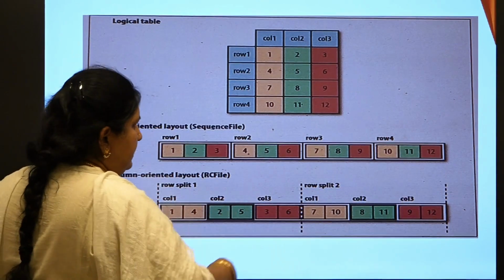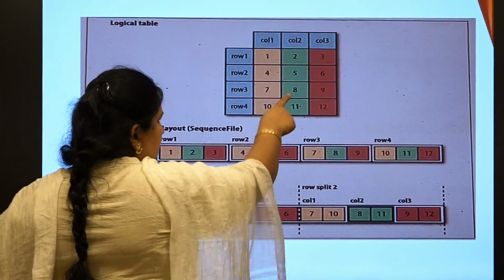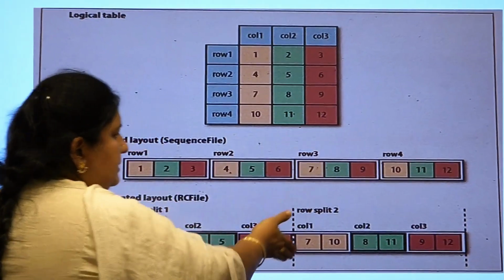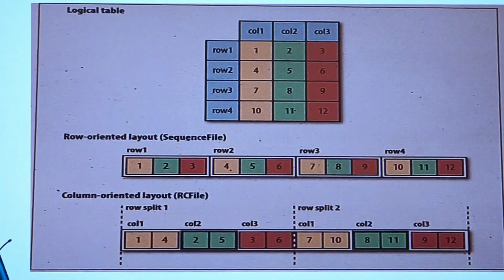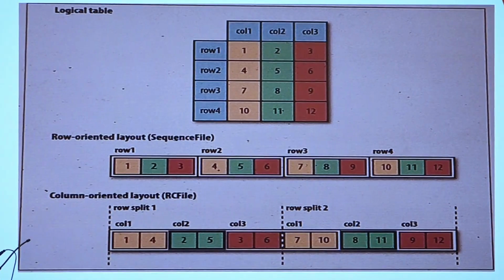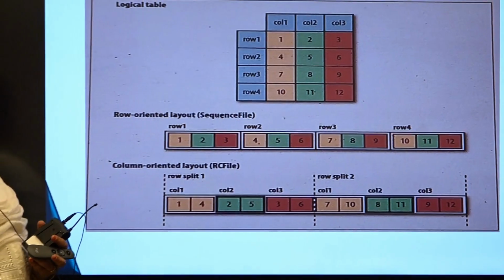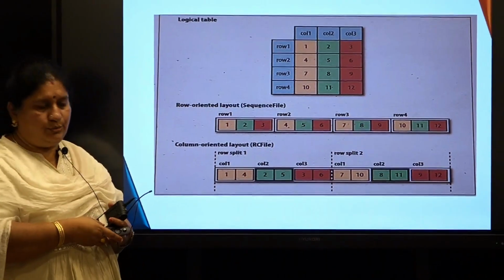Then who is there in the second one? 7, 10, 8, 11, 9, 12. These are the second split. This is how column oriented files are maintained, and regularly we have row oriented files also.